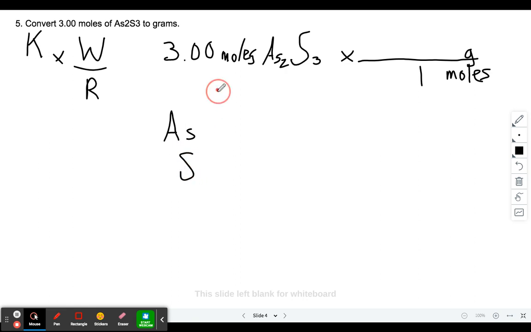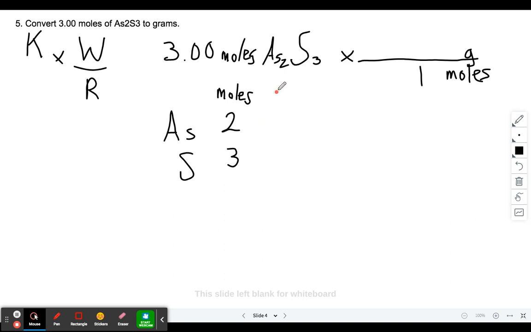I didn't do it. And then I want to look at the formula and go, okay, I'm making 1 mole of this substance. If I'm making 1 mole of this substance, how much in the formula do I need? So I need 2 moles of arsenic to make 1 mole, and I need 3 moles of sulfur in order to make this formula correct, to make 1 mole of arsenic sulfide.